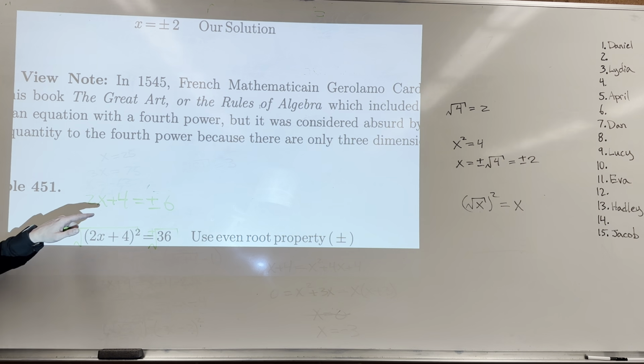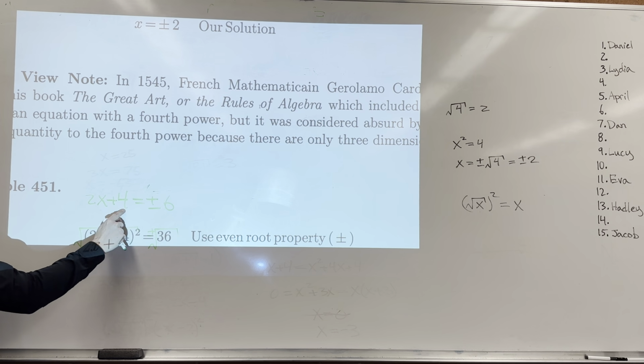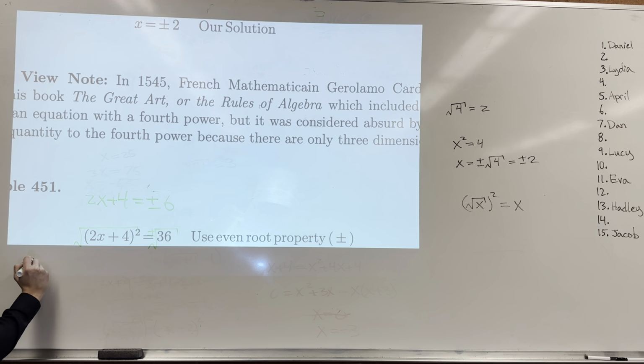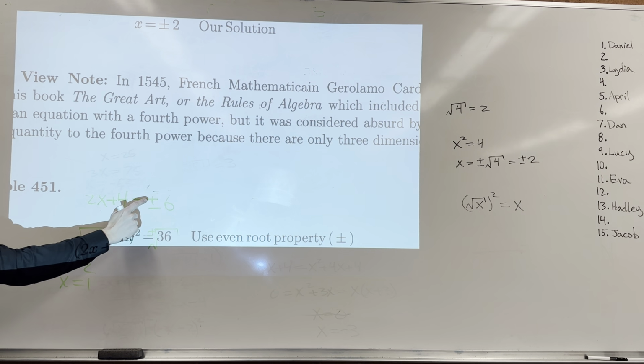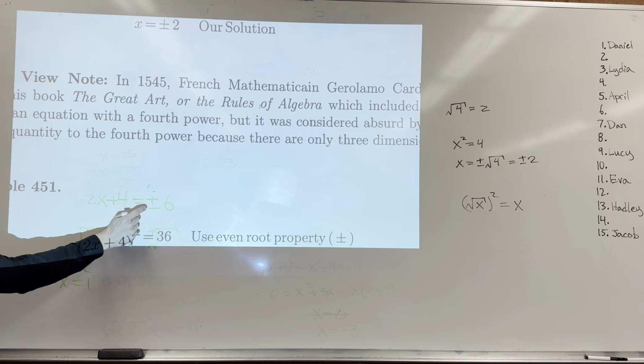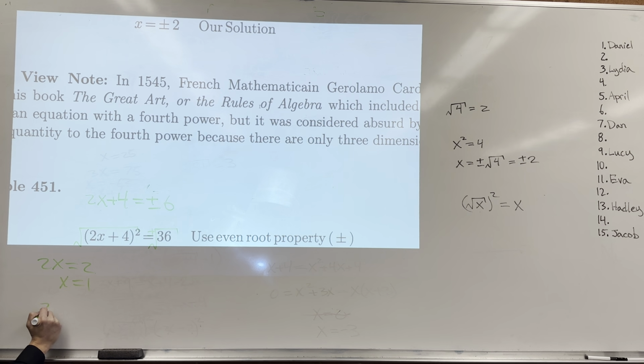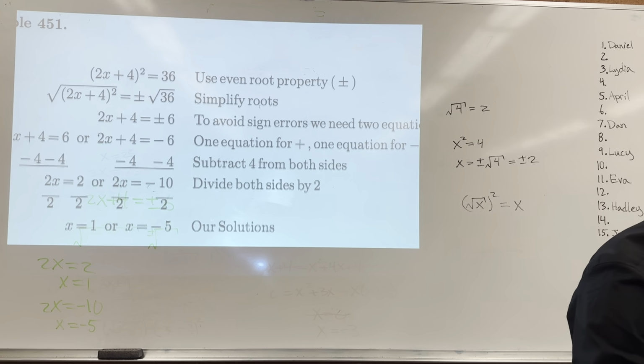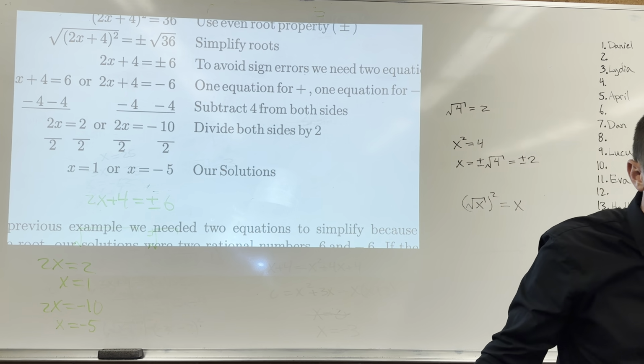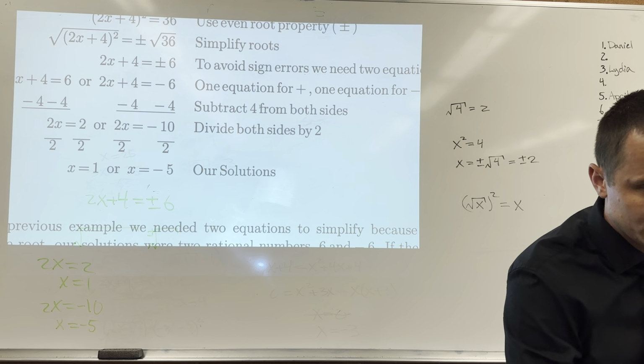Now, we can solve for each of our solutions. Handle the positive case, handle the negative case. If 2x plus 4 was equal to positive 6, then subtracting 4 from both sides, 2x is equal to 2, or in other words, x equals 1. That handles the positive case, let's handle the negative case. If that was negative 6, subtract 4 from both sides, and we get 2x is equal to negative 10, or x is equal to negative 5. And those are our two solutions: x equals 1, x equals negative 5. And these ones you do not have to plug back in to check. Make sense?